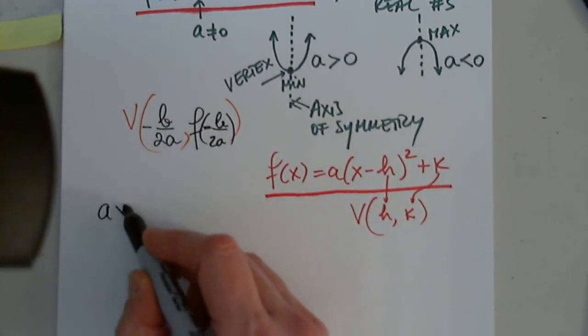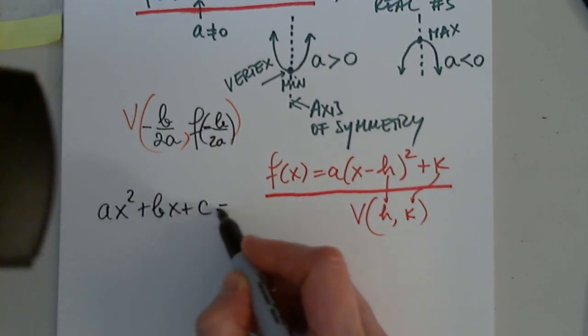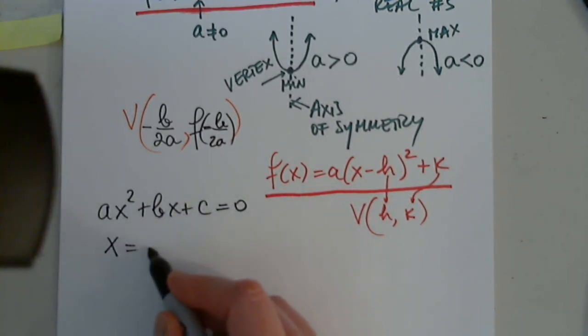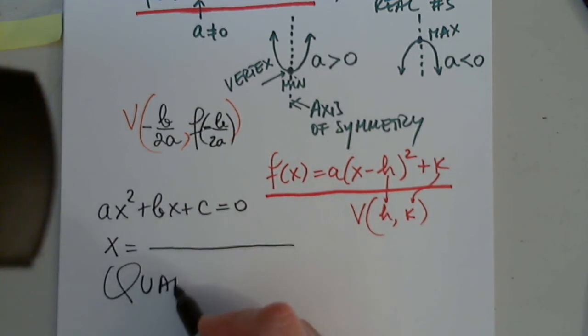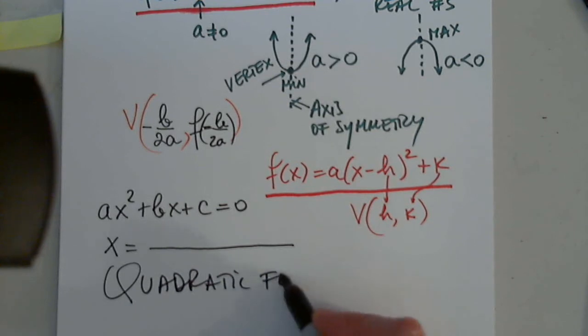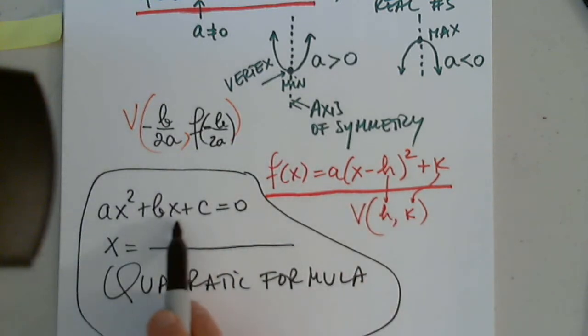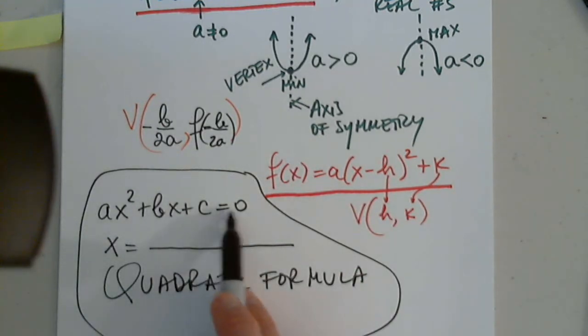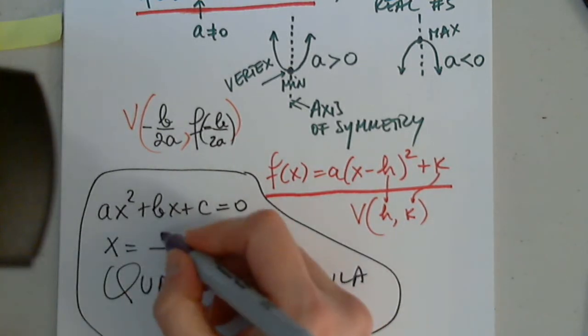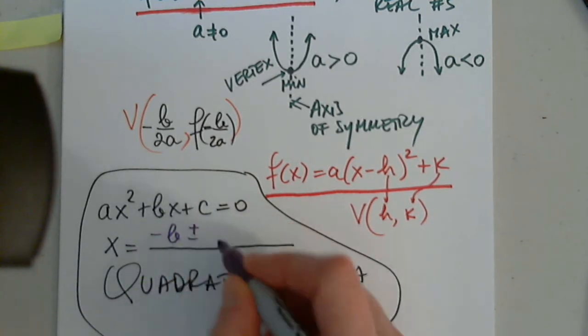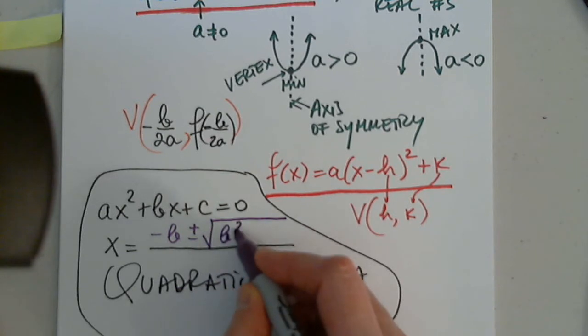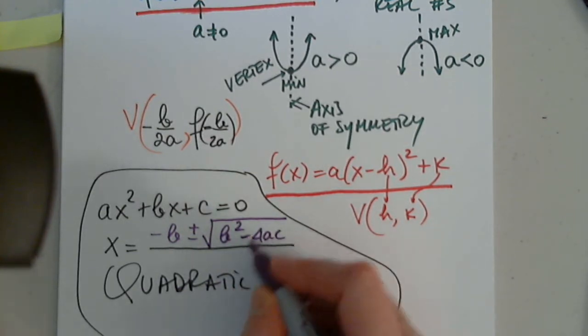Now, if we want to solve the quadratic equation, can anyone give us the quadratic formula? Notice that the equation has to be a polynomial in descending order and equal 0. Anyone gives us the quadratic formula, please? Negative b plus minus the square root of b squared minus 4ac, divided by 2a.